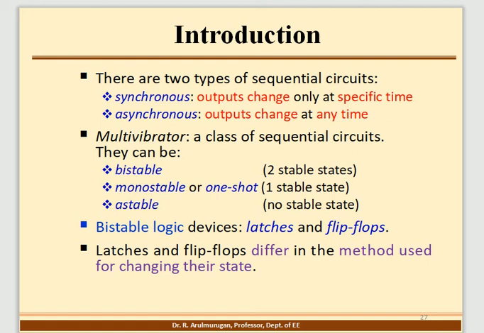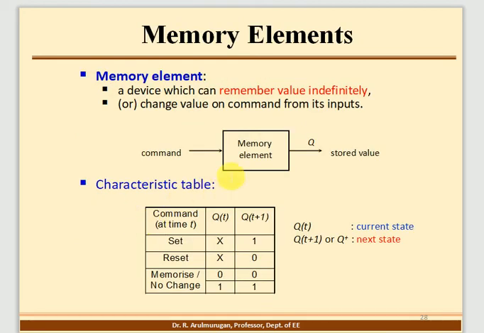The next one is the memory element. A memory element is nothing but a flip-flop. What is its purpose? You give a command and it stores the Q value. It is a device which can remember values infinitely, and change the value on a command from its input. The Q value will change to either 0, 1, or toggle, based on the command input.